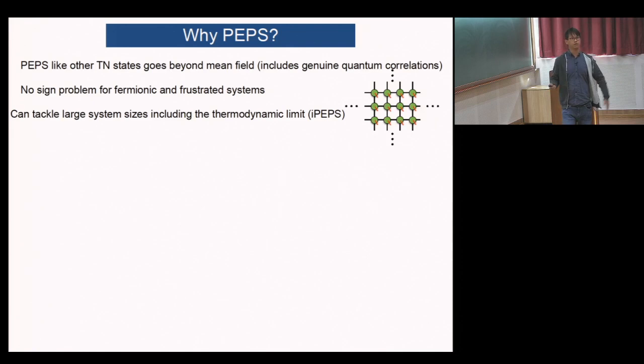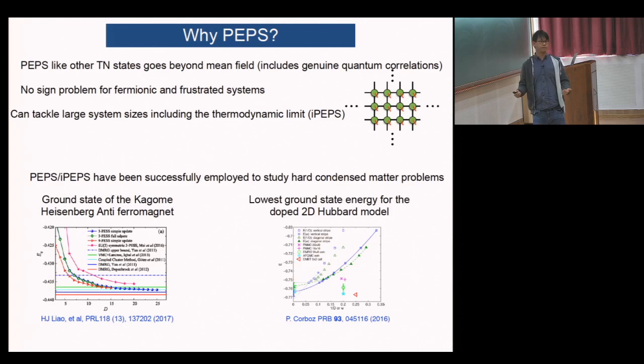and then we quickly move on to many body localization and what we do. So PEPs or iPEPs, which is the infinite version of PEPs, have been successfully employed to study really hard condensed matter problems, which for example is the ground state of the Kagome-Heisenberg antiferromagnet, which is one of the hardest problems in condensed matter physics. There is no consensus on the nature of the ground state of this Kagome-Heisenberg antiferromagnet. And by using PEPs, we have been able to provide very good ground state energies that suggest a gapless quantum spin liquid and so on.